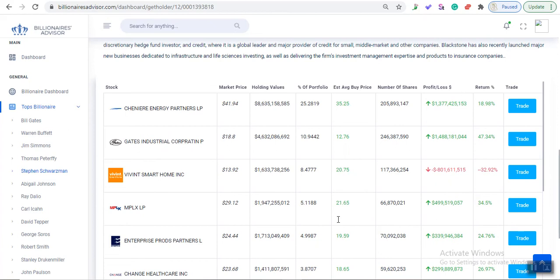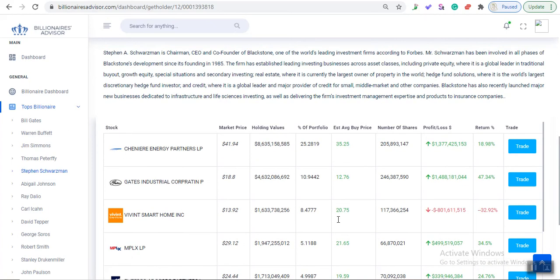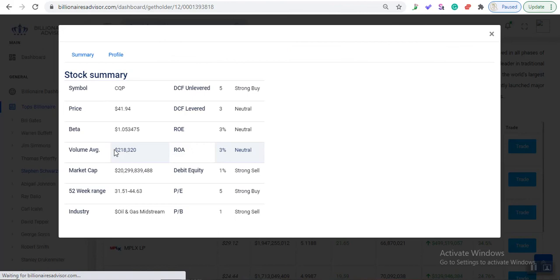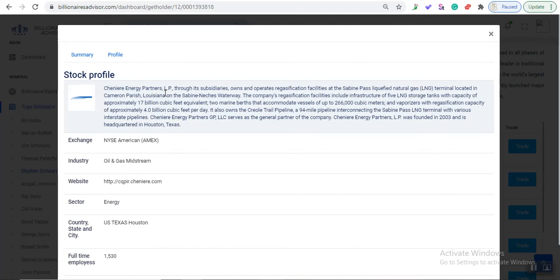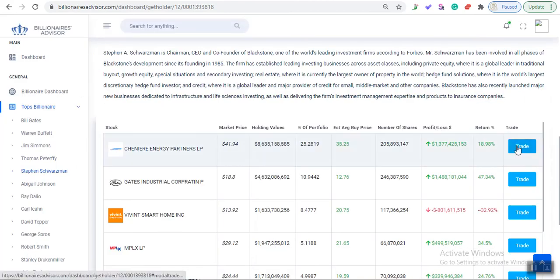So once you are comfortable based on what you've seen, you could say, okay, I would like to buy some shares in Chineri, but let me see who Chineri is in the first place. So you select Chineri and see the DCF. DCF here is saying a strong buy. That's a leading indicator. You go to profile and read up about Chineri. It operates, et cetera. Once you're comfortable, you simply go to trade.